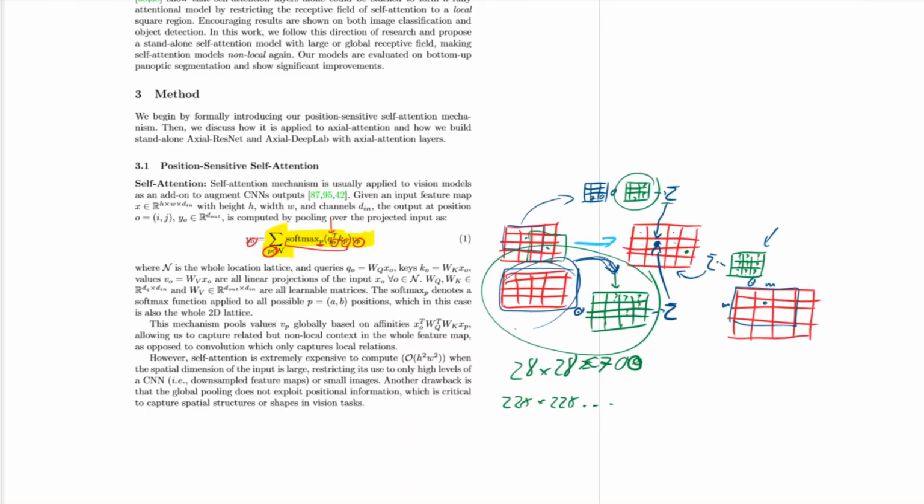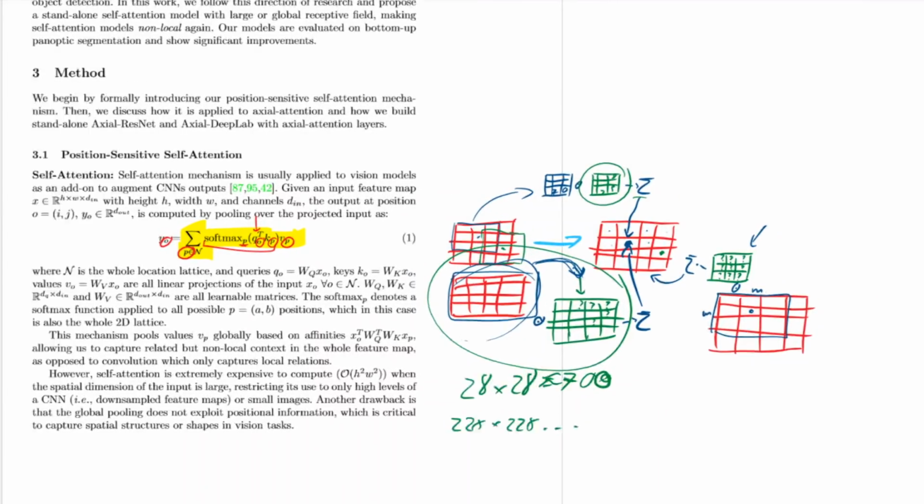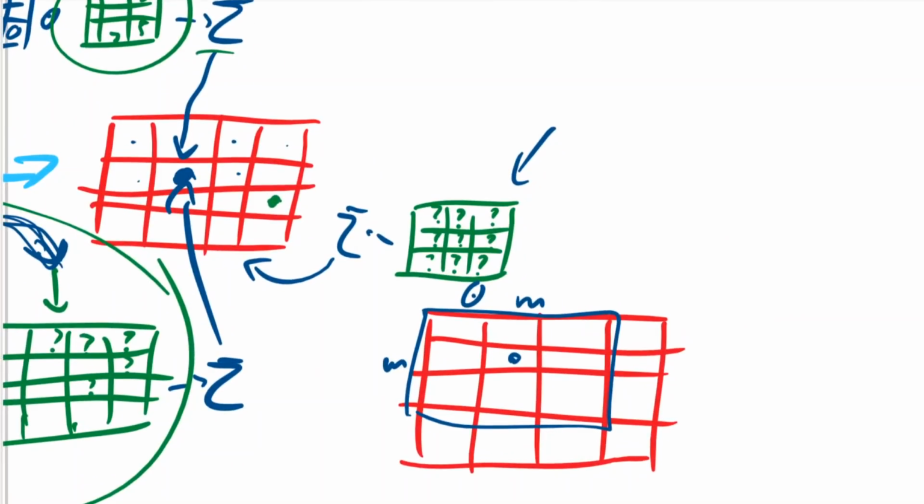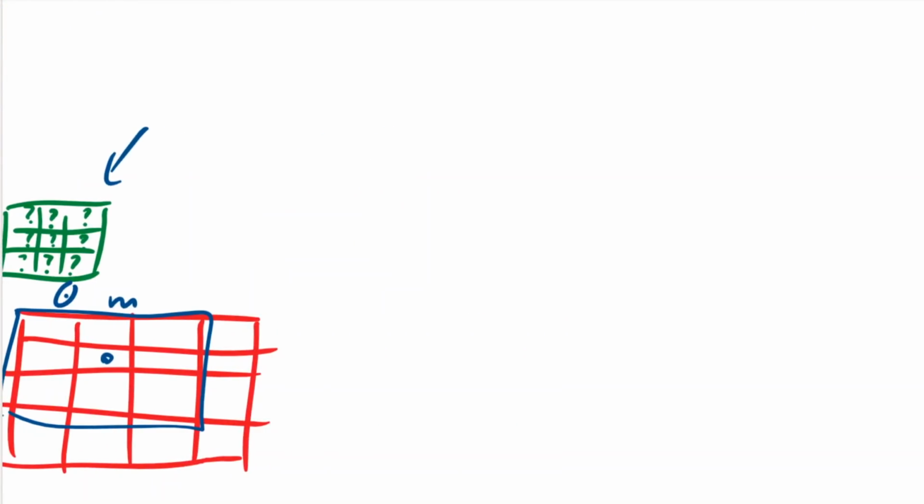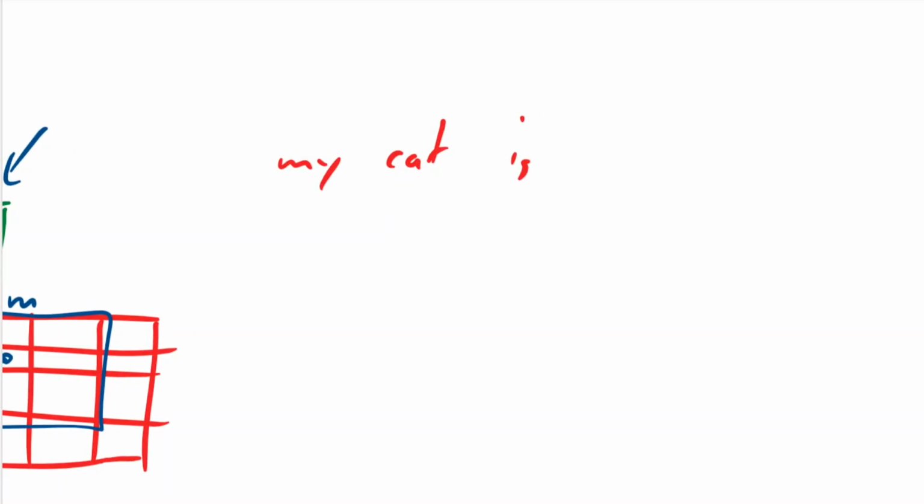So this paper does two things to this. It says, okay, we can augment this by so-called positional embeddings. A positional embedding you might know from sequence transformers. So if I have a sequence, my cat is tall. Don't even know what that means for a cat, but okay.